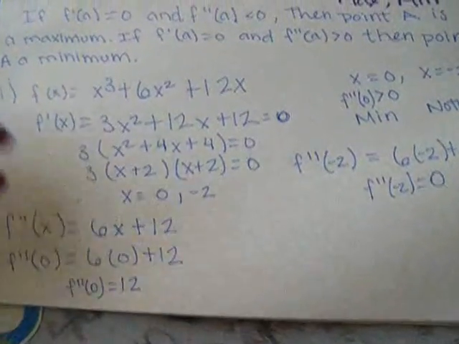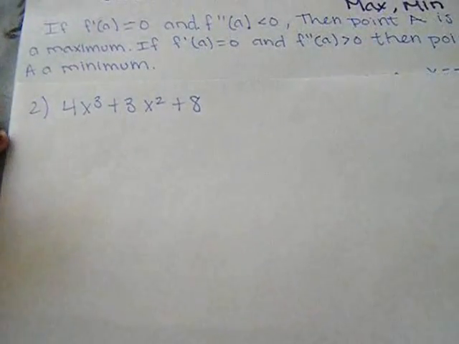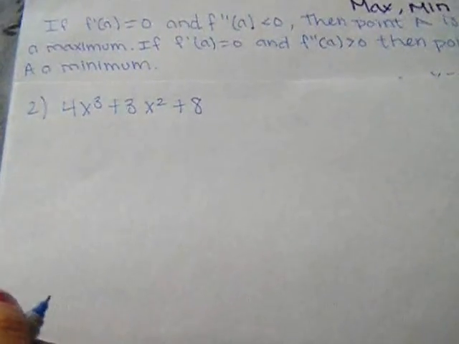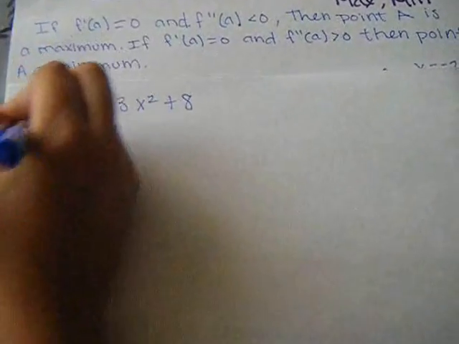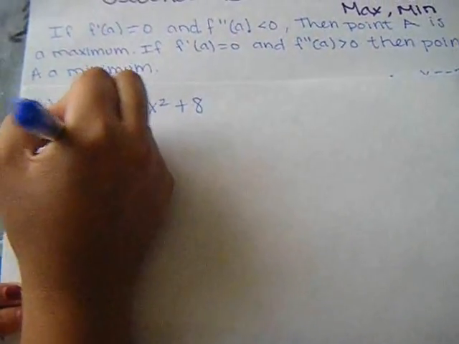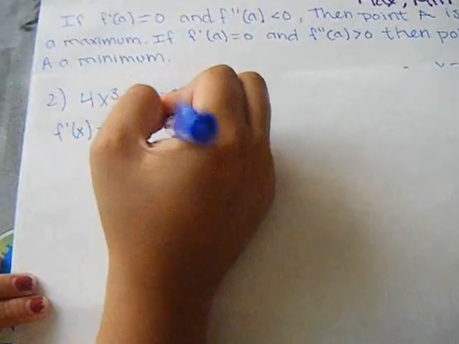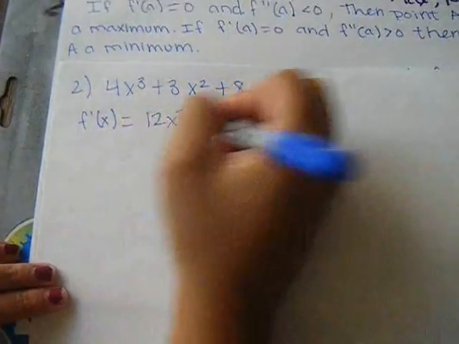Okay, so now I'm going to go ahead and show you another example. So let's say our second example is 4x cubed plus 3x squared plus 8. So again, we're going to want to find our critical points first. So we're going to find the first derivative of this.